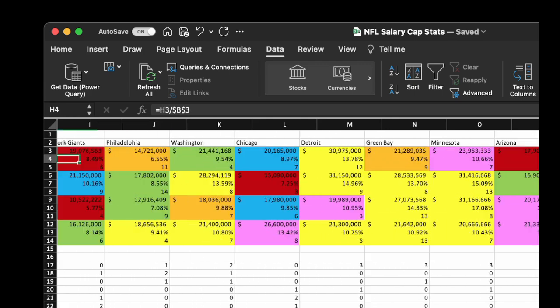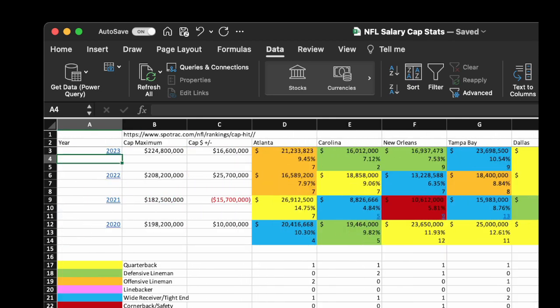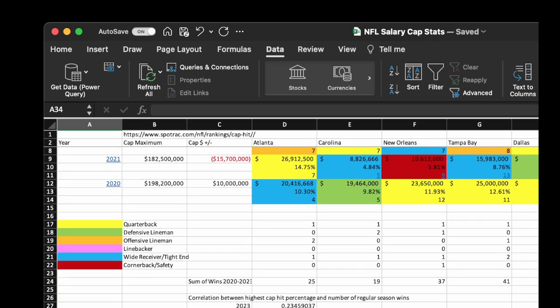So, anyways, again, I'll leave a link in the description to my data source. But anyway, to sum it up, there's a very weak correlation between what percentage of the cap the highest paid player makes versus the number of wins the team has. Very weak.